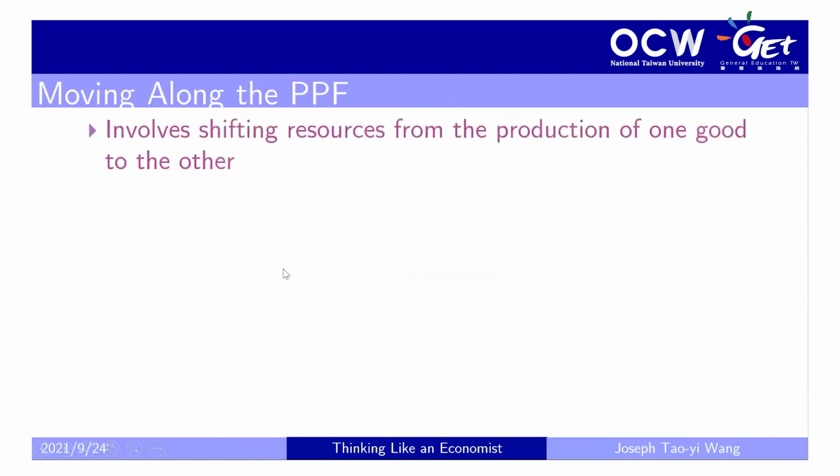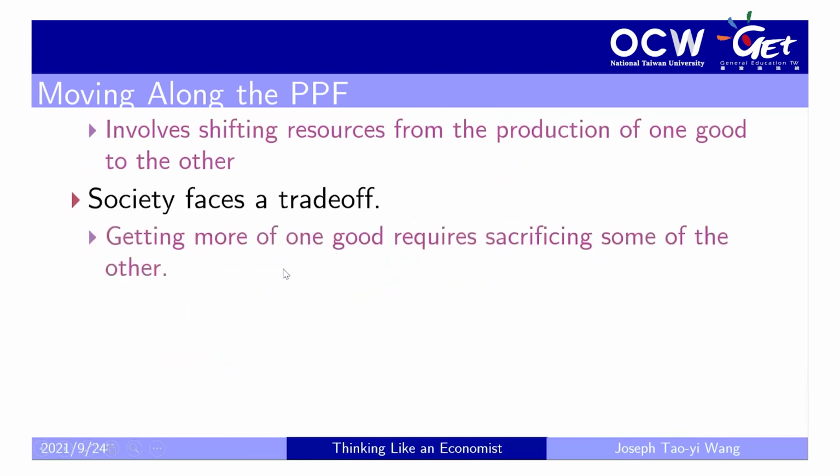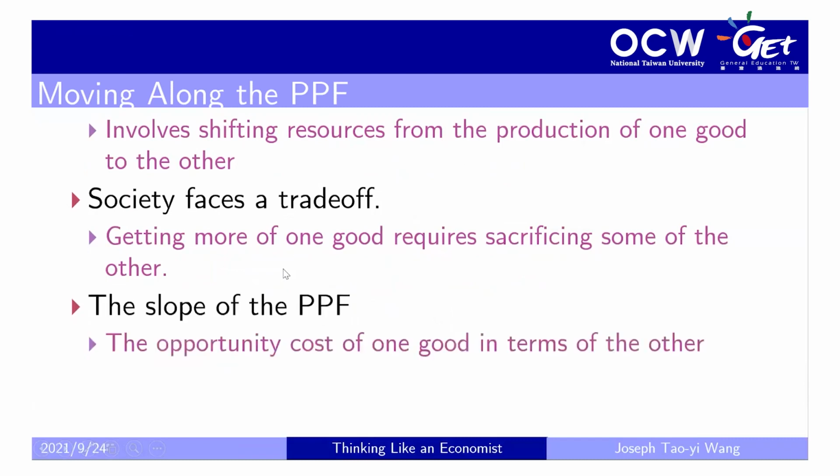Okay, so if you move along the PPF, you're shifting resources from producing one good to the other. And so here the society is facing a trade-off. You get more of one good only if you give up or sacrifice something else. So the slope of this PPF gives you the opportunity cost of one good in terms of the other.